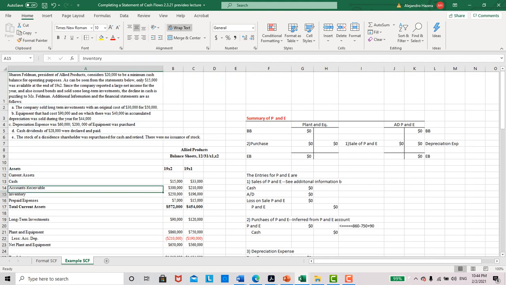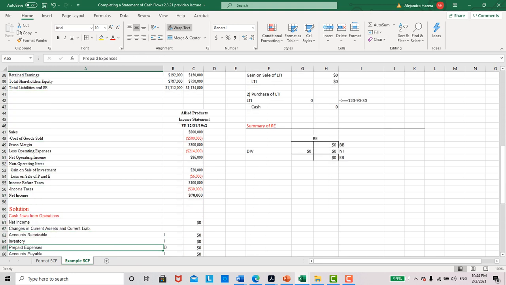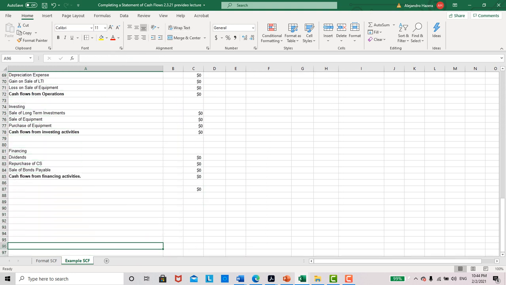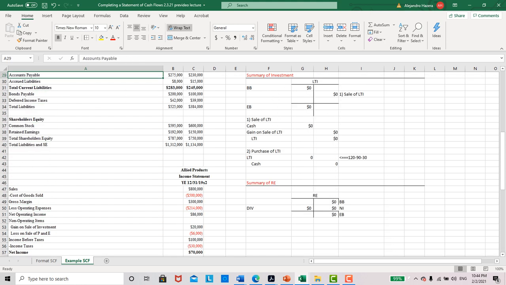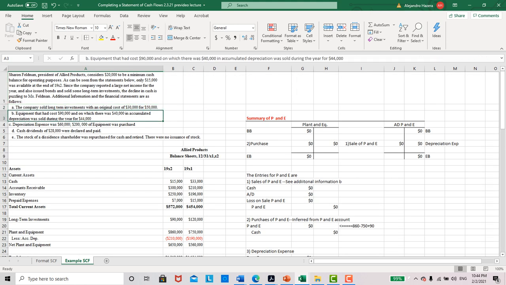Then in the second video, I'm actually just going to fill in the statement of cash flows here. Now, in real life or on the CPA exam, you wouldn't have the format given to you. You better know the format. That's why I talked to you about it in the previous video. But to cut back on time, I'm going to go ahead and just do it like that.